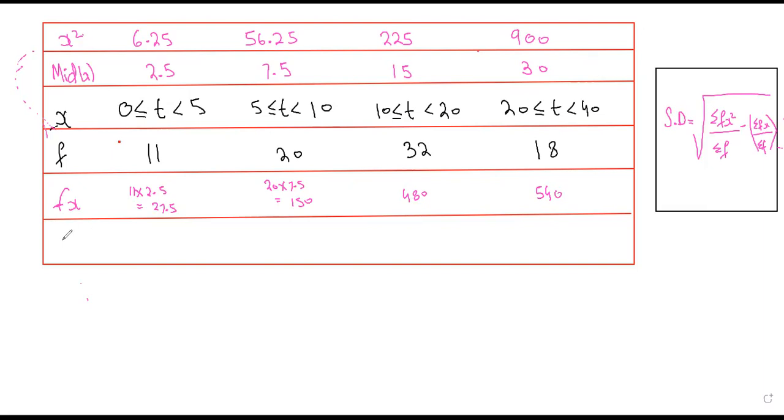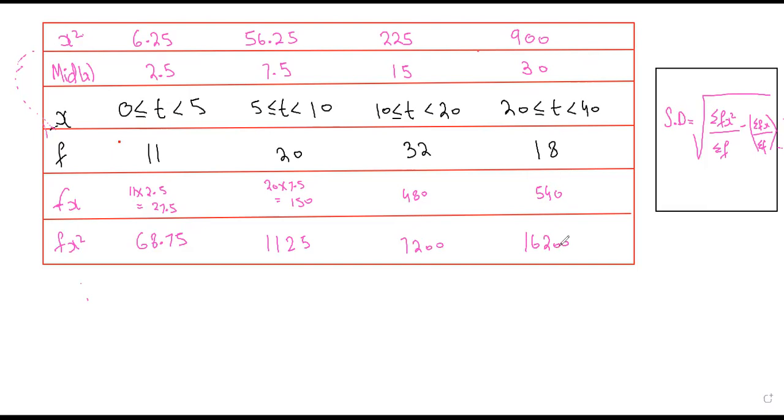Very good. Okay. And then the last one is fx squared. So I'll be multiplying the fourth row with the first row. So it would be 11 into 6.25. That would be 68.75. Then it would be 1125. Then 7200. And then the last one would be 18 into 900, and that would be 16,200. All right. This is going to be your fx squared.